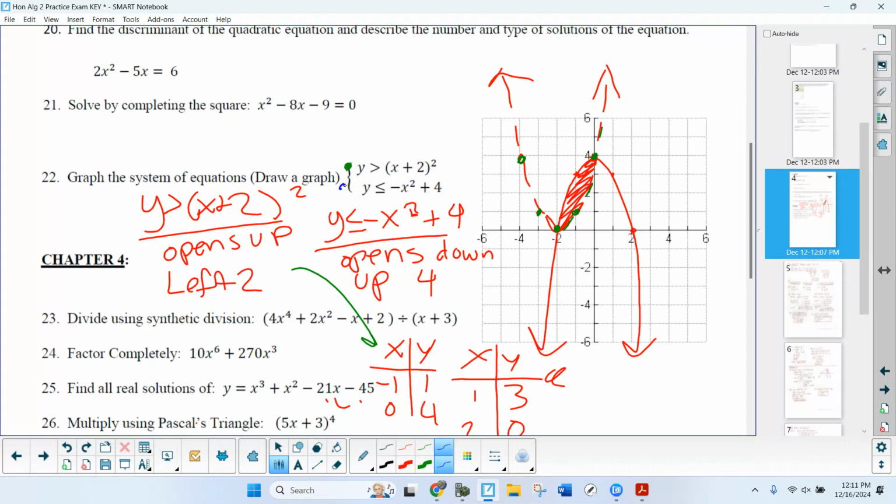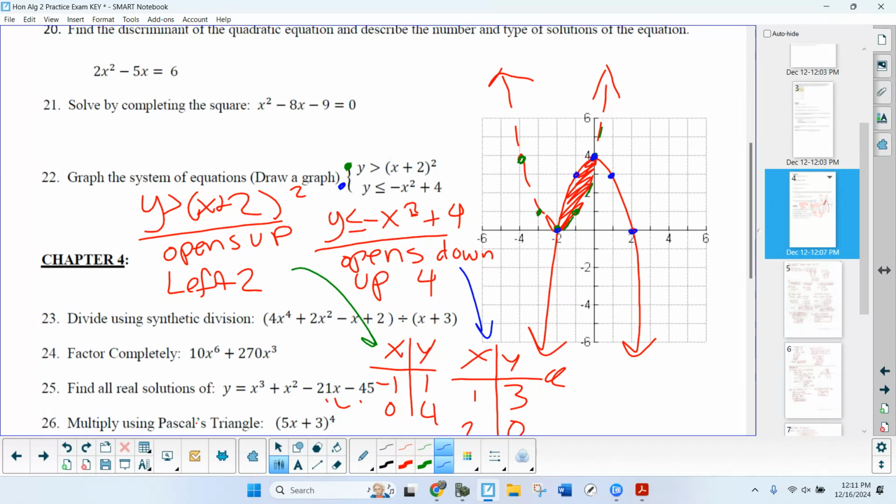Then this one, which I'm going to overwrite in blue, you said it opens down and went up 4. So she said, okay, it opens upside down. So there's her parent function, and when shifted up 4, there's her points. Or she made a table of values right there.